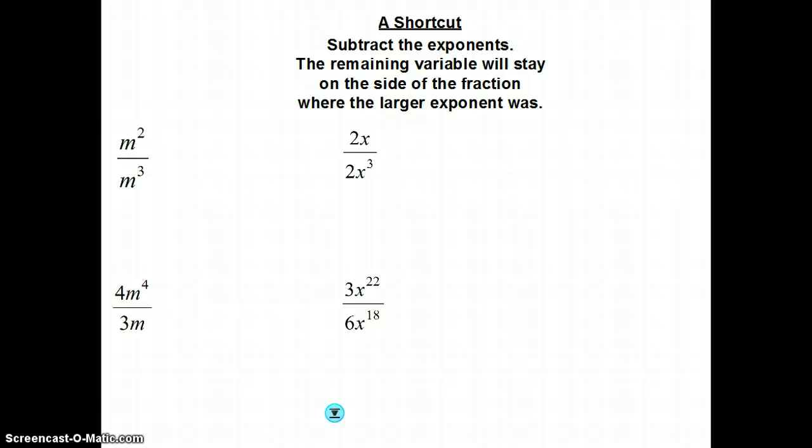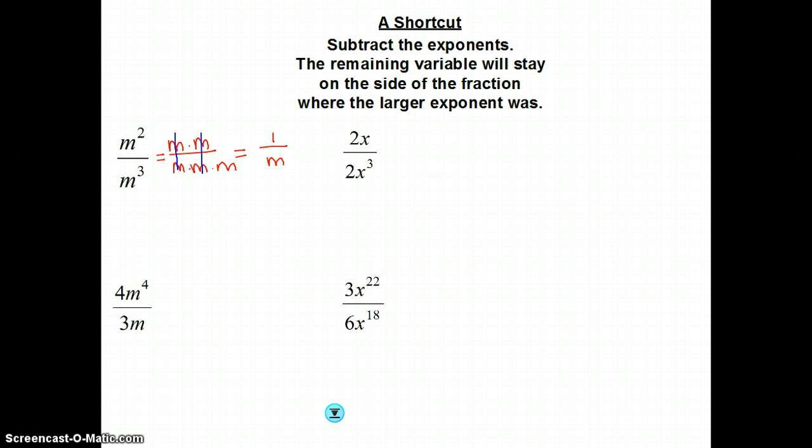For example, I can write this out, as we did on the previous slide, as m times m over m times m times m. On the top and the bottom, I have 2 m's in common, so I cancel them out. On the top, since everything canceled, I have a 1, and on the bottom I have an m.